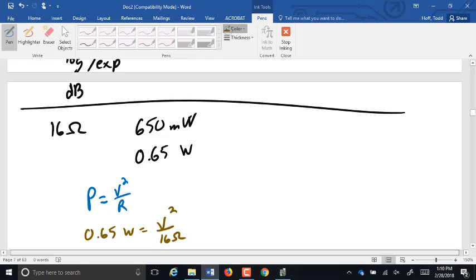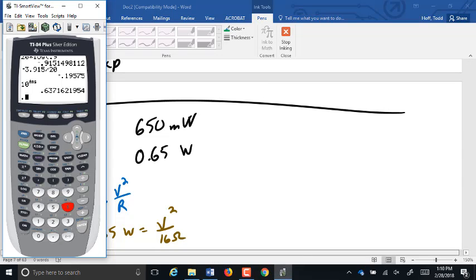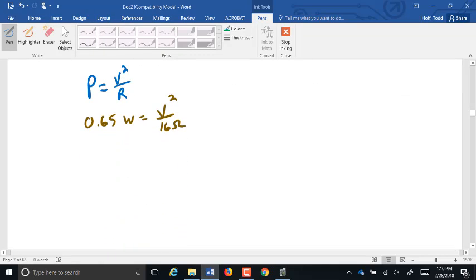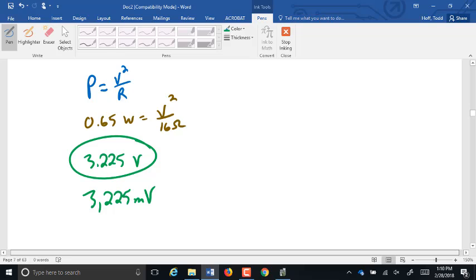We're going to multiply by the 16. Then we have to square root that. So we need to produce a voltage of 3.225. So we take that, but of course that is 3,225 millivolts. Now we need to take that with, we have the amplifier that is gaining.